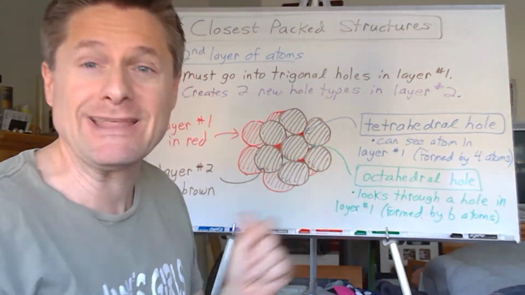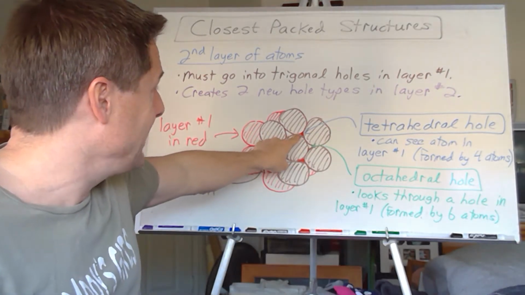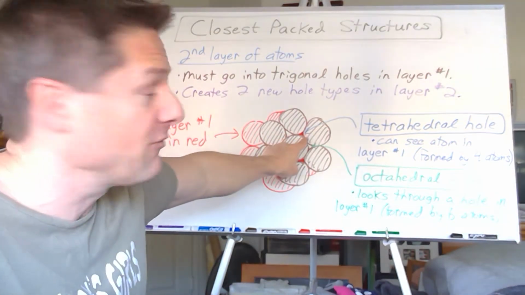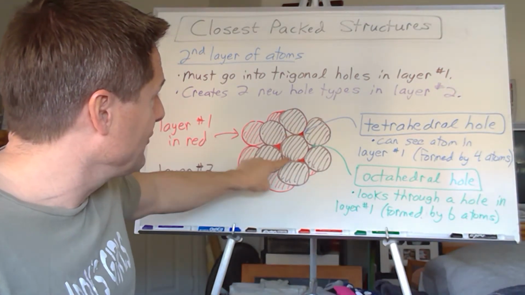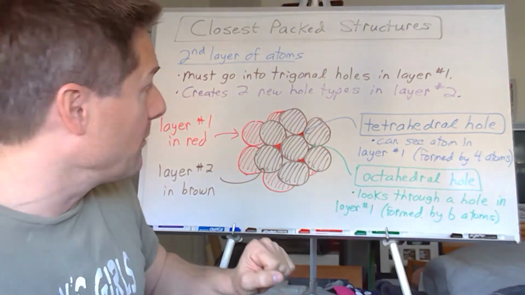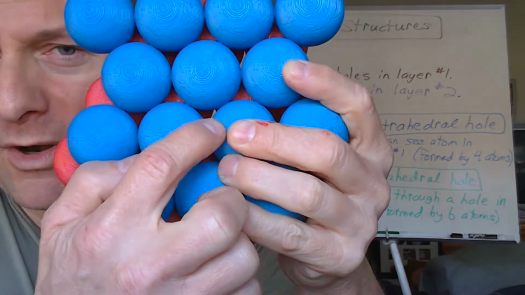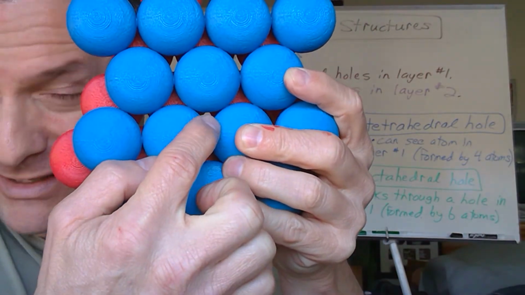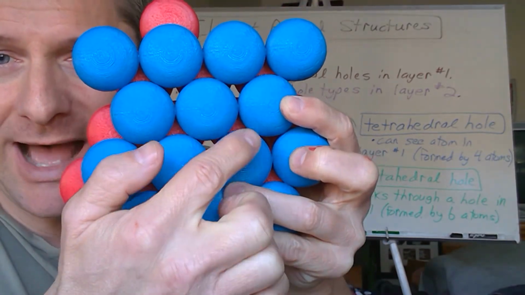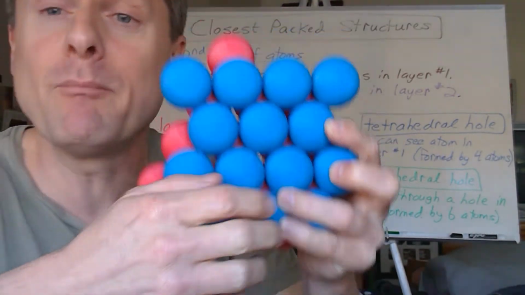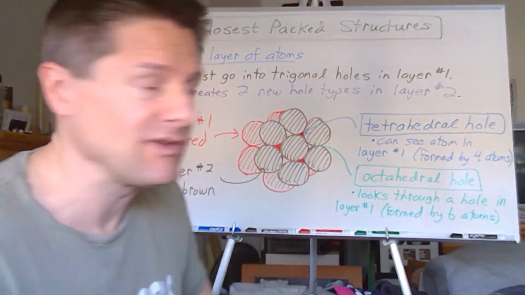So it's called the tetrahedral hole, right? If I put the third layer in the tetrahedral holes, it gives me one type of closest packed crystal structure, right? You can see the reds there. Those are tetrahedral holes. You're overlooking an atom in layer number 1, formed by 4 atoms. But if you take one where you're overlooking a hole in layer number 1 right there, that's formed by 3 atoms in the top and then the 3 reds in the bottom. So that's formed by 6 atoms. That's called an octahedral hole. Right? Looks like an octahedron.